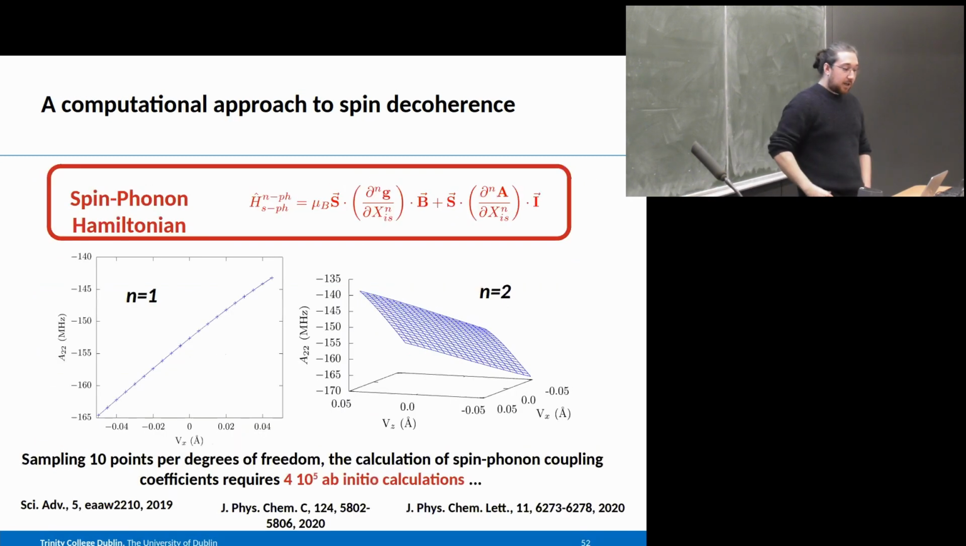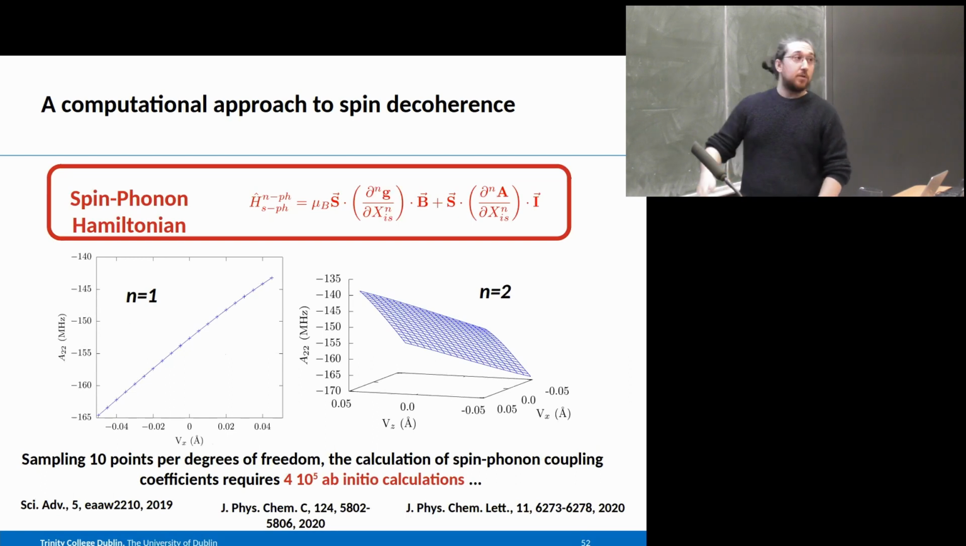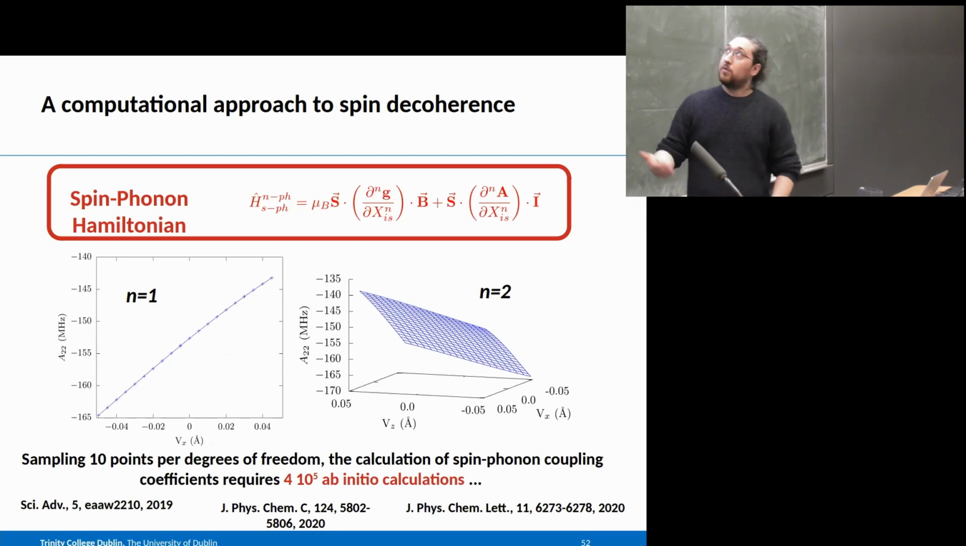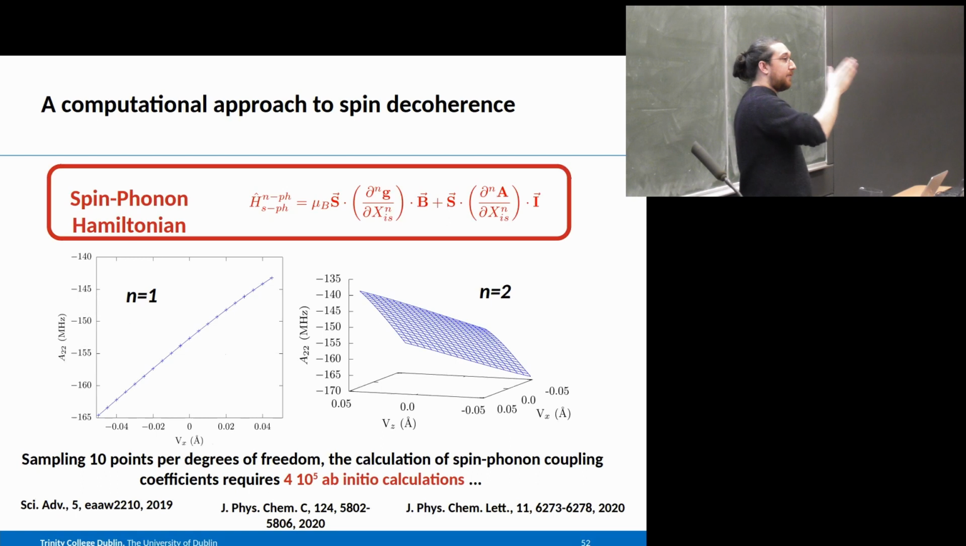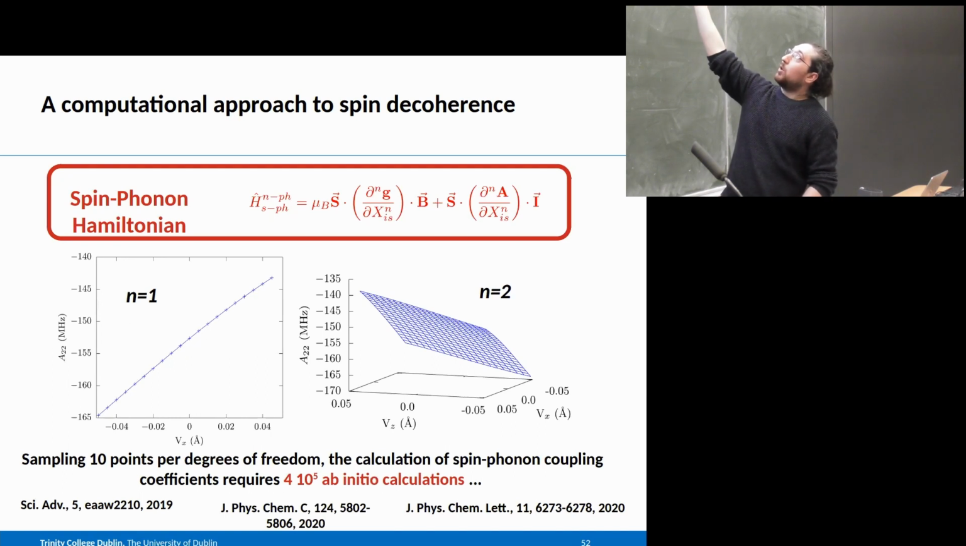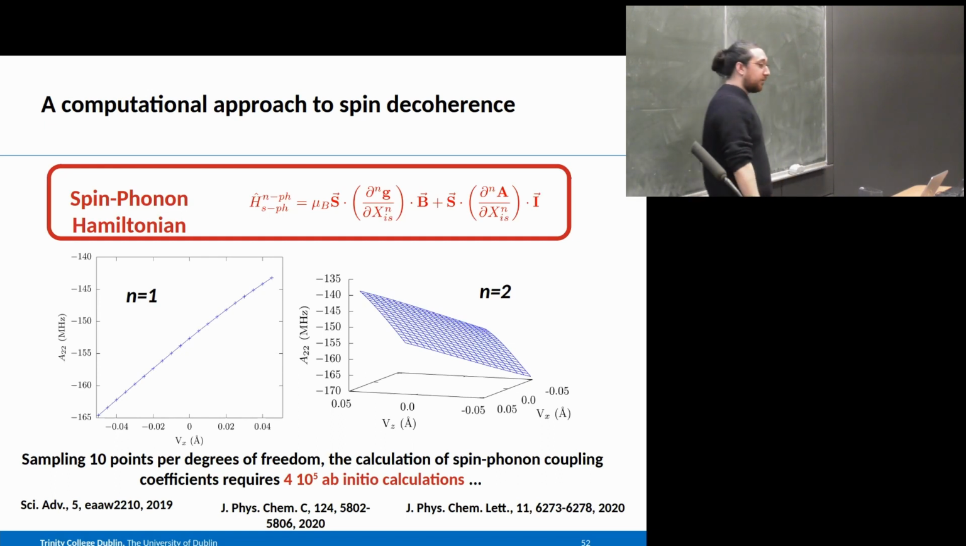Now the coupling terms are defined as the derivative of the spin Hamiltonian with respect to the atomic displacement. So if you want to compute it, you calculate your spin Hamiltonian coefficient, A2 in this case, as a function of the displacement, for instance, of the vanadium atom. So you get a few points and you just calculate the first order derivative. Easy enough. If you want to calculate the second order derivative, it's more or less the same principle, you just do a two-dimensional scan on two different variables.